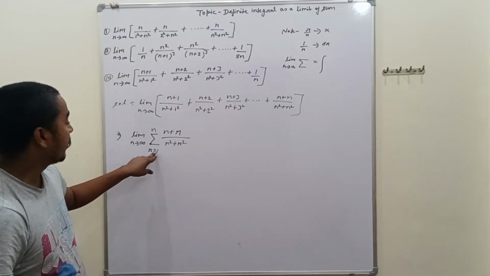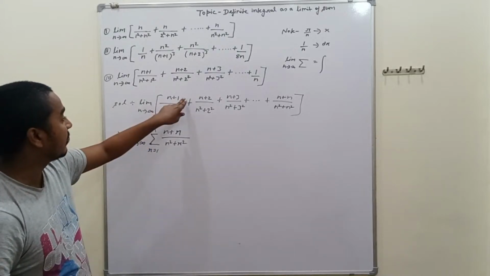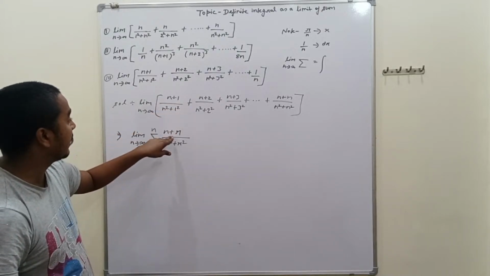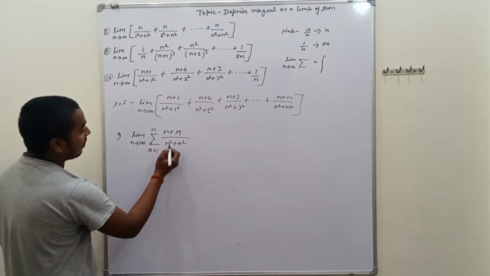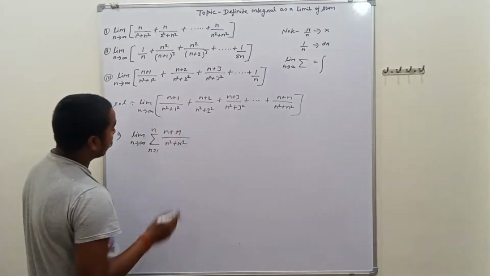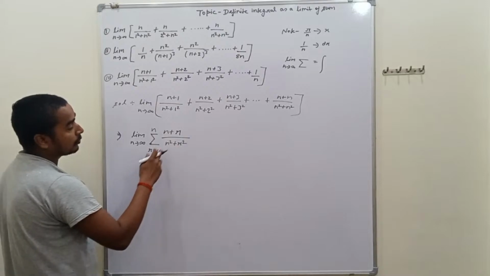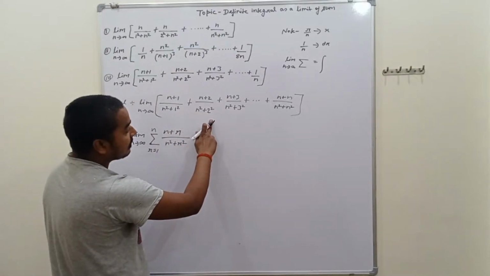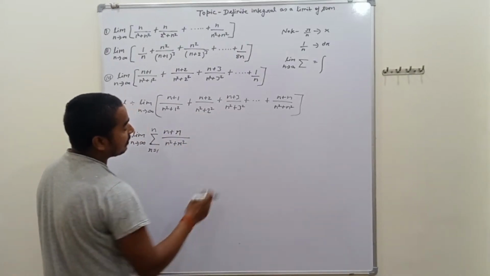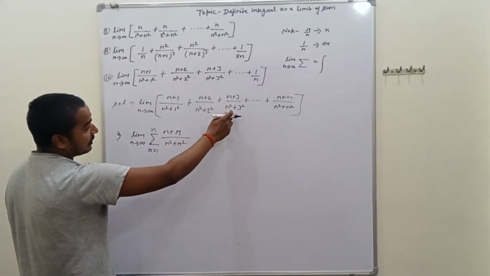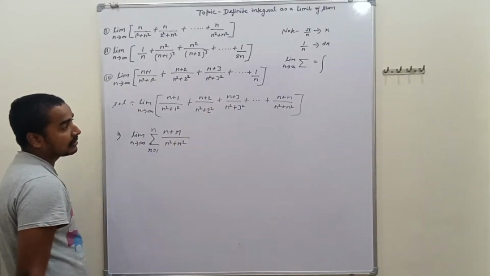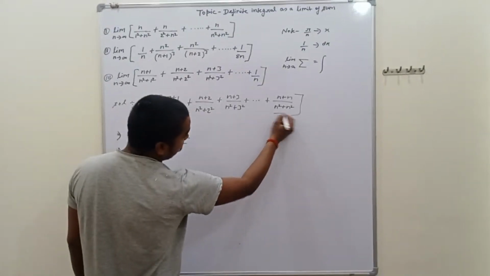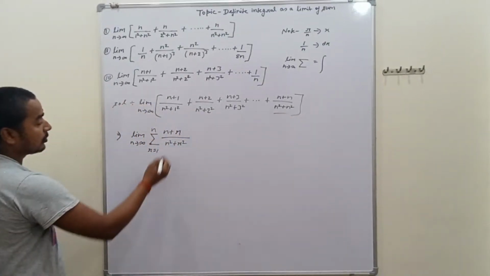When putting r is equal to 1, we get the first term, that is (n plus 1) upon (n square plus 1 square). When putting r is equal to 2, we get the second. Similarly, we proceed the same way. When putting r is equal to 3, we get the third term. Similarly, putting n, we get the last term. Further, we have to solve.